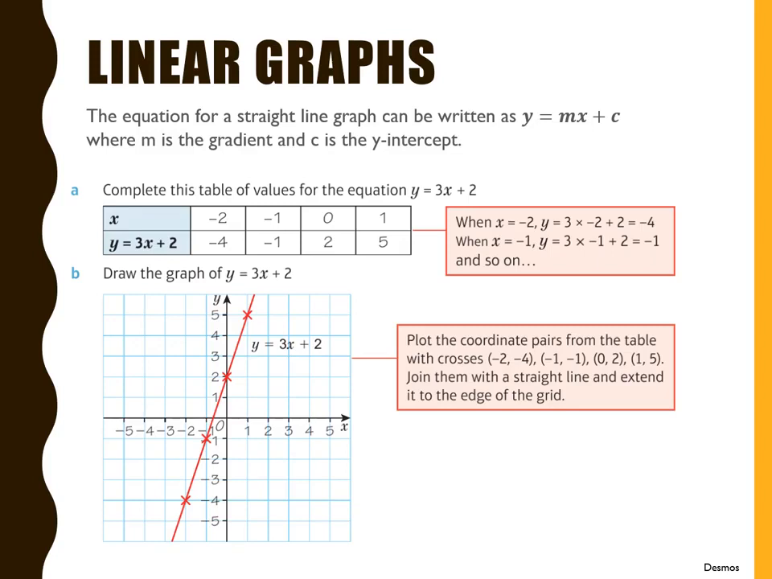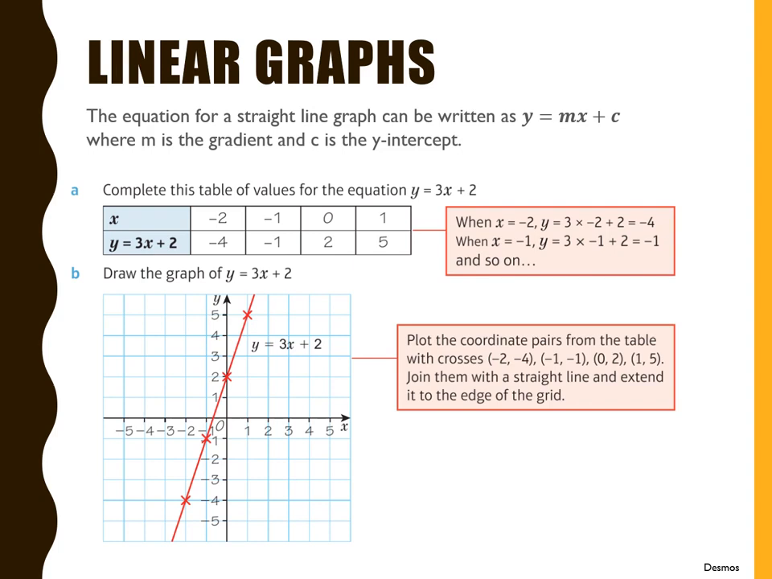Once you have your 4 points, x, y values for 4 points, I can draw my graph. So my y-axis, my x-axis, -2, -4, -1, -1, 0, 2, 1, 5. I want to check if this line is accurate, okay? So I'm in the exam and I want to check if this line is accurate because I want all those marks. So I can check this by going to here.